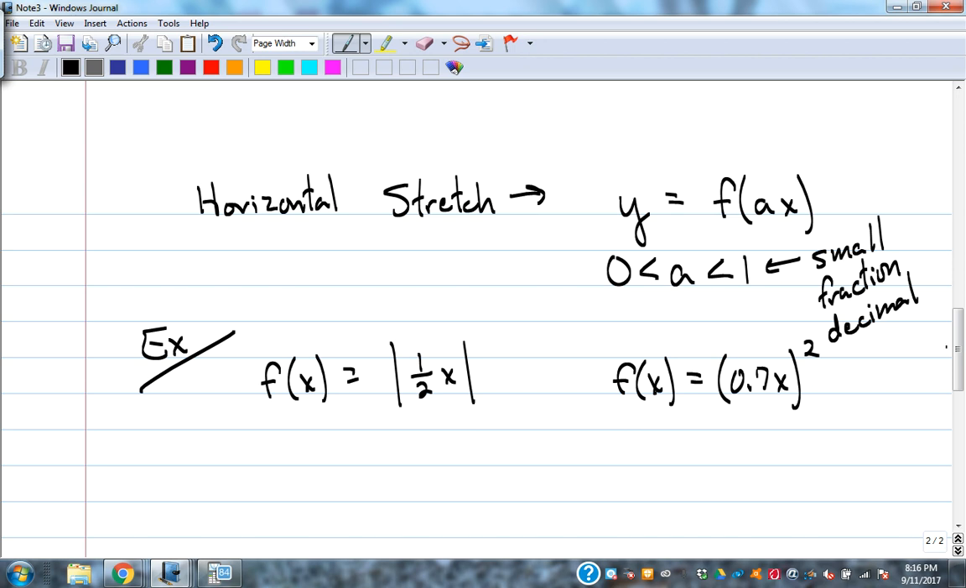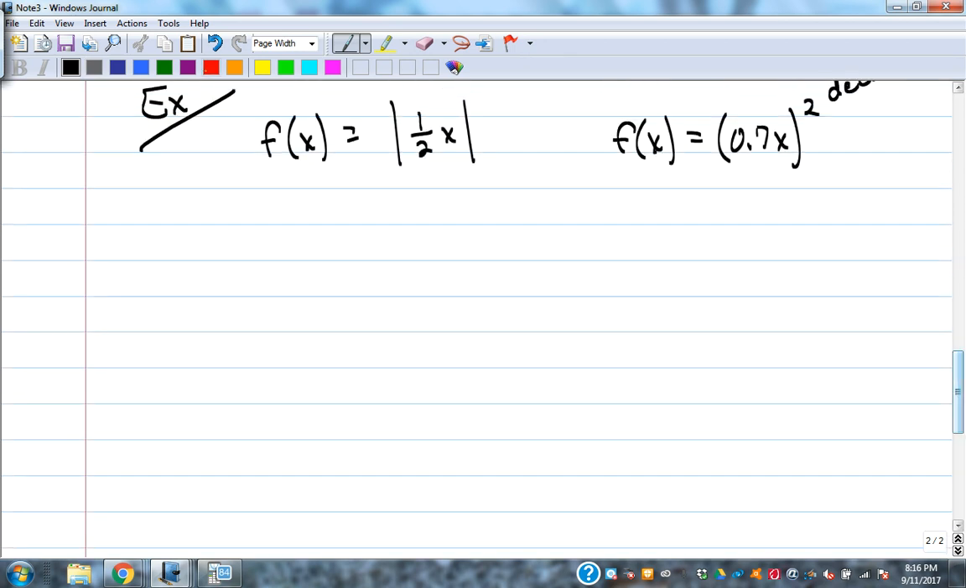Okay, that's a horizontal stretch. Those numbers on the inside. Horizontal stretch.